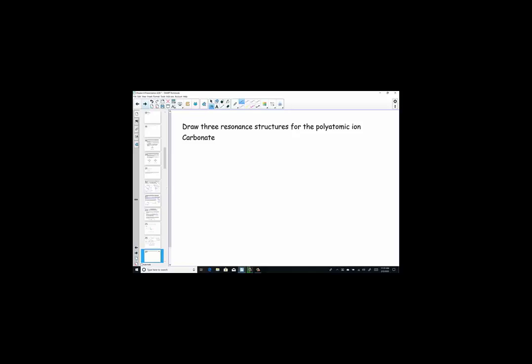Let's draw 3 resonance structures for the polyatomic ion called carbonate. Remember carbonate from last chapter? CO3 carrying a 2 negative charge. That means we get 2 extra electrons. Carbon has 4 valence electrons, lives in group 4A. Oxygen with its 6 valence electrons. And then the negative 2 charge says, hey, we get 2 more electrons to contribute to our structure. That's 24 total dots.